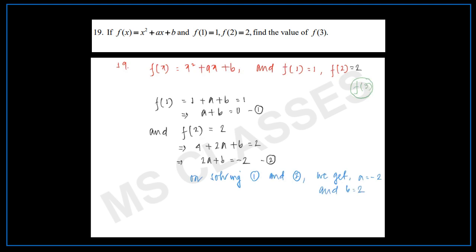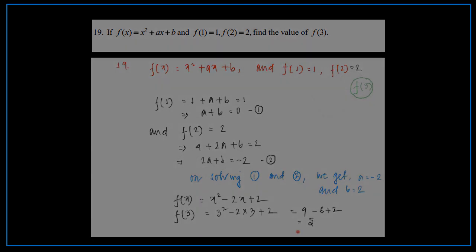So the expression f of x will take the form x square minus 2x plus 2. Now f of 3 will be 3 square minus 2 into 3 plus 2. That gives us 9 minus 6 plus 2. That gives us 5, which is the required answer.